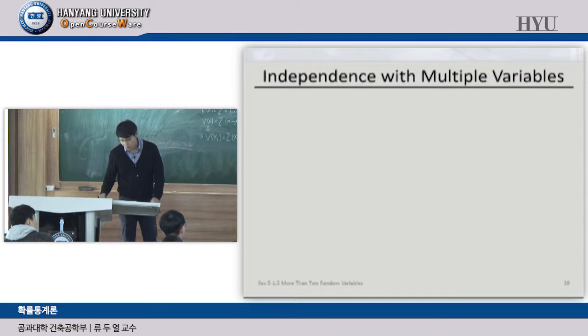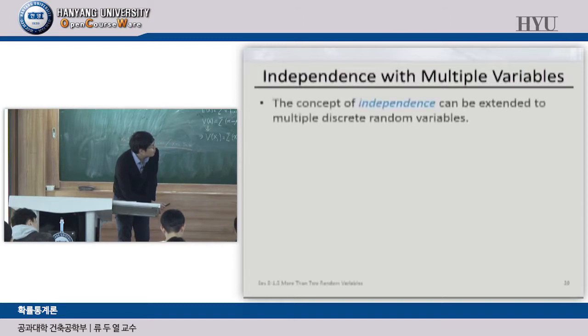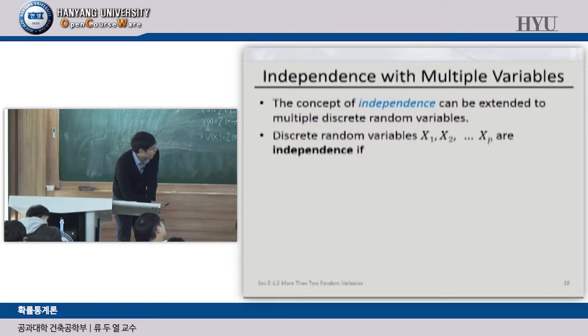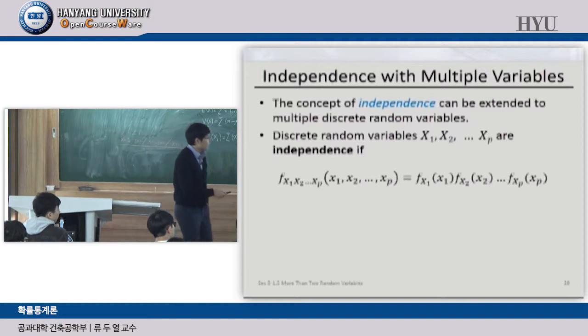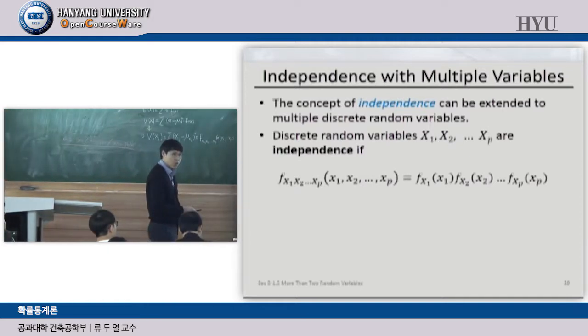This is the last concept of the multiple discrete random variables for the case of independence. Okay? The concept of independence can be extended to multiple discrete random variables. Discrete random variables x1, x2, ..., xp are independent if this equation is satisfied. What is this equation? That is, the joint probability mass function is equal to the multiplication of the marginal probability mass functions of each random variable.